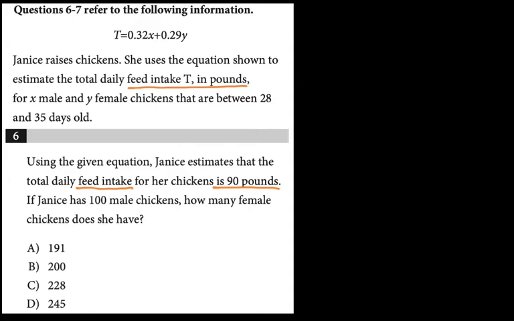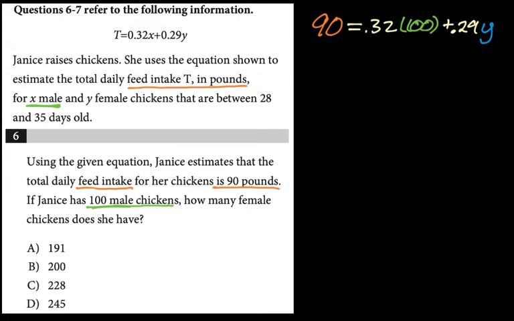Now, if Janice has 100 male chickens, so X is for males, 100 male chickens, how many female chickens does she have? So what we want to do is take the values that we're given, plug them in, and find the value we don't know, right? So 90 is T, 0.32. We're told that X is 100, and then we have to do 0.29 times Y, and Y is what we want to figure out. So this is a calculator question. You can definitely use your calculator to solve this. You could solve this by graphing.